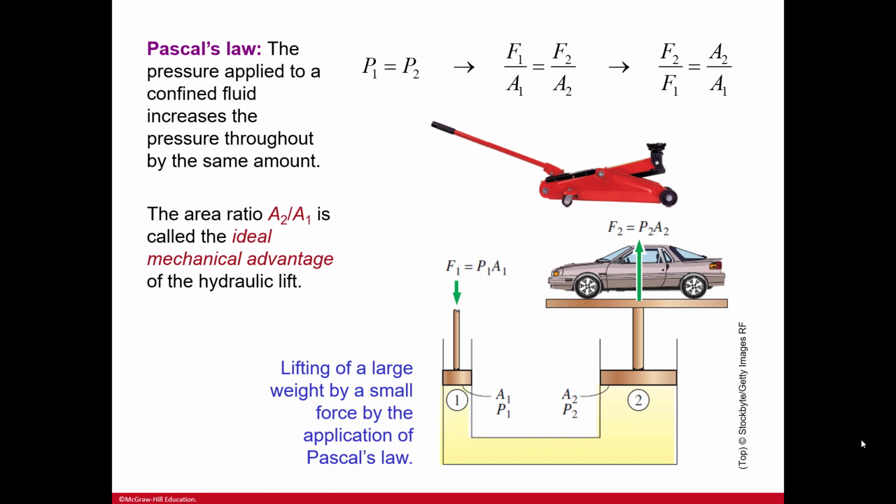The area A2 over A1 is called the ideal mechanical advantage of the hydraulic lift. And so that shows A1 and P1. If you apply a force here, it's going to displace this amount of liquid as it goes down, and it's going to go over here and lift it up by a proportional area of the displacement of the liquid in state 1.